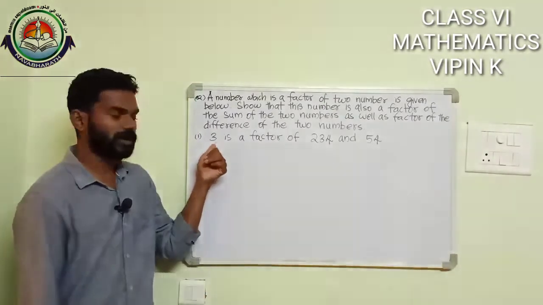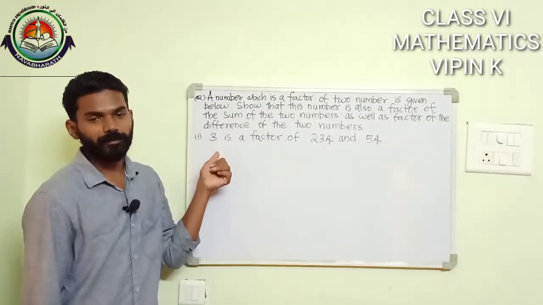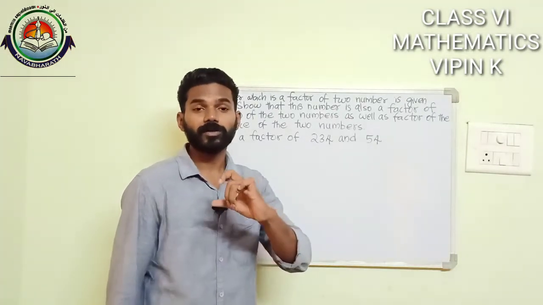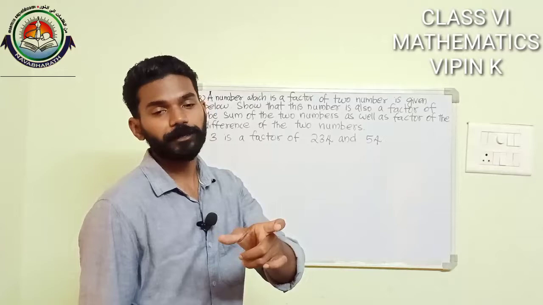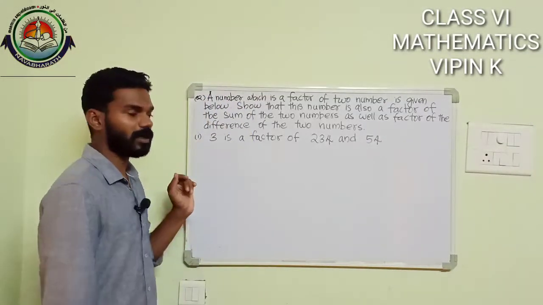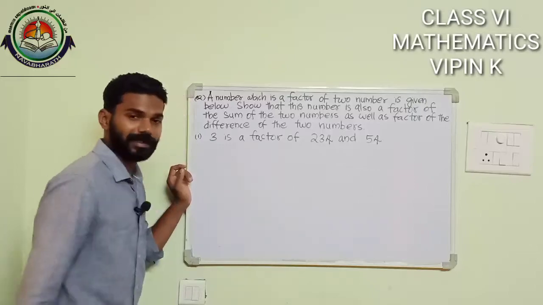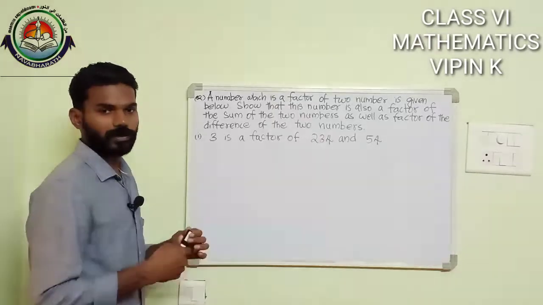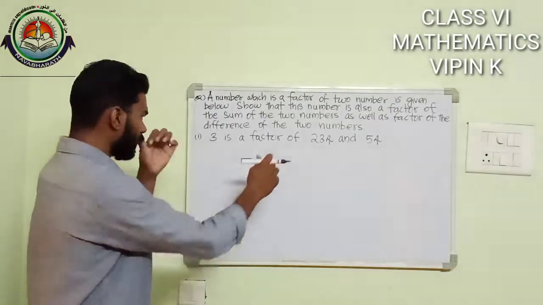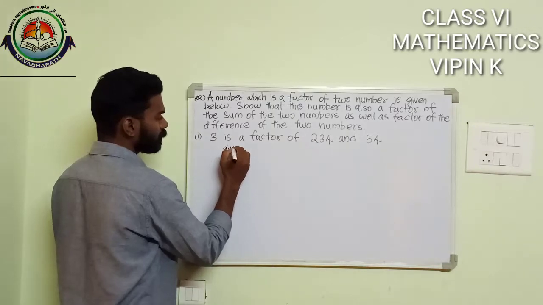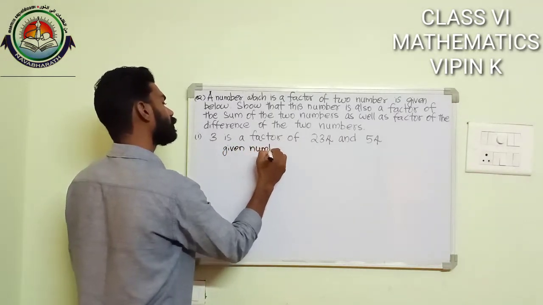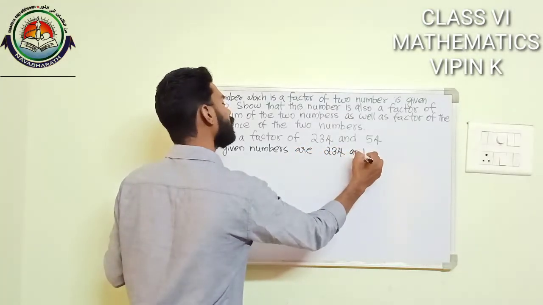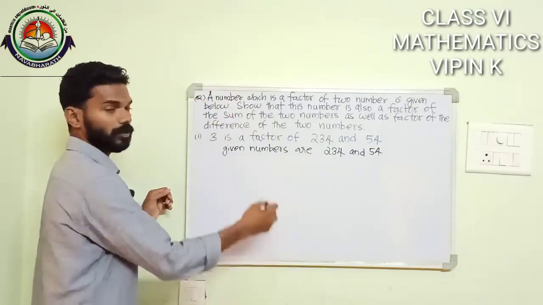So we have been given a number, and that number is a factor of two other numbers. Now you should have to prove or show that this number is also a factor of the sum of these two numbers as well as the difference of these two numbers. So let's do it. Okay, first of all, the given numbers are 234 and 54.